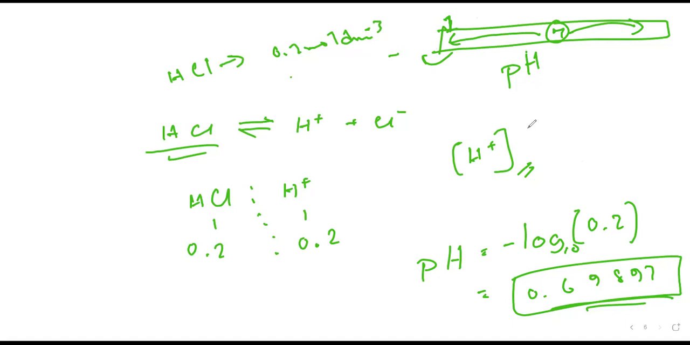Now, if we are asked to find the pH value for 0.25 mole per dm cube of CH3COOH, then what would we do? We could guess that we use the same formula, the same process we used before to find this value. But hold on a second.